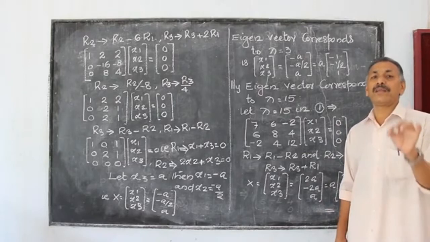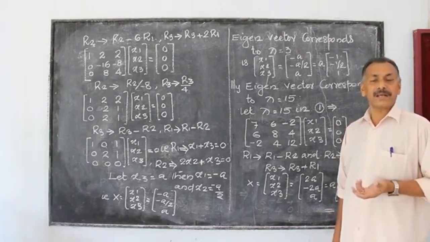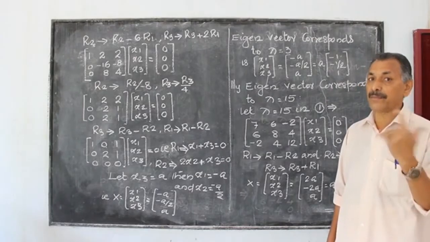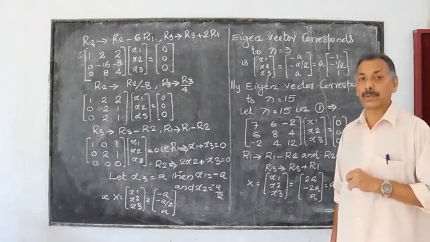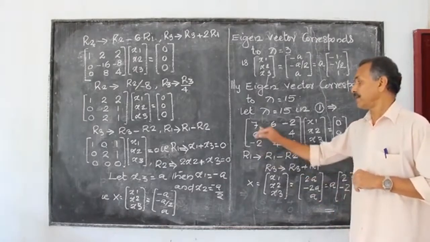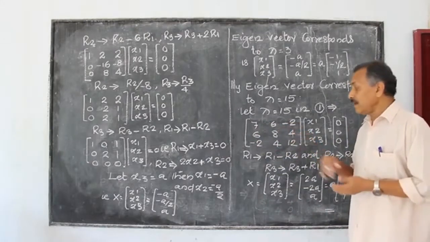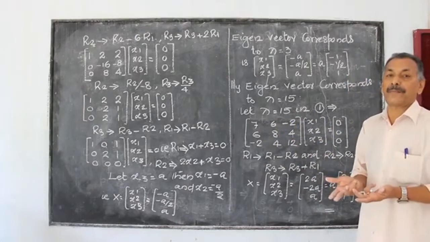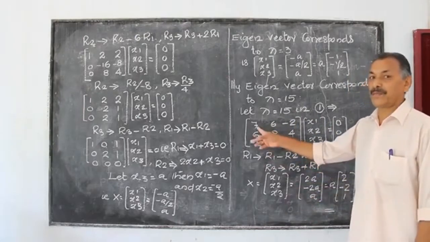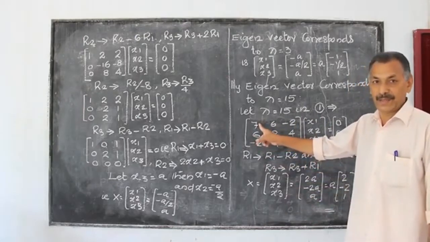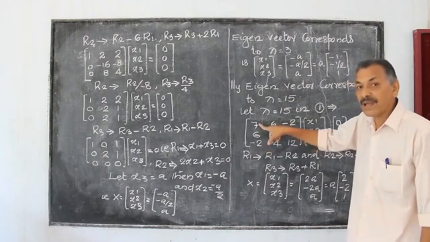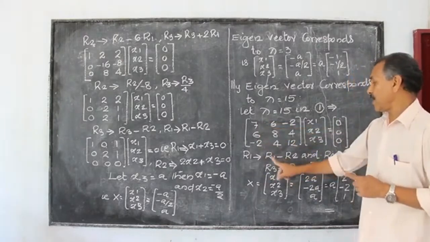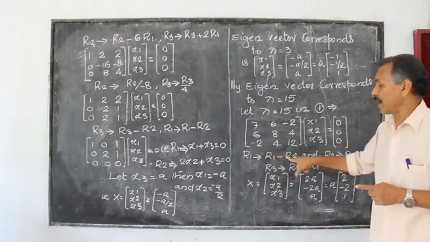Lambda is equal to 15. The corresponding Eigen vector is written for the lambda value 15: lambda I minus A into X is equal to 0. Solve for X1, X2, X3. Apply the row transformations: R1 is equal to 8, 7 minus 6, 1, not going to work. R1 given by R1 minus R.